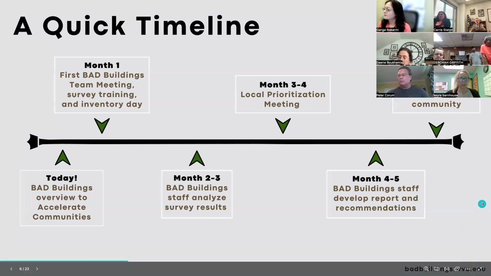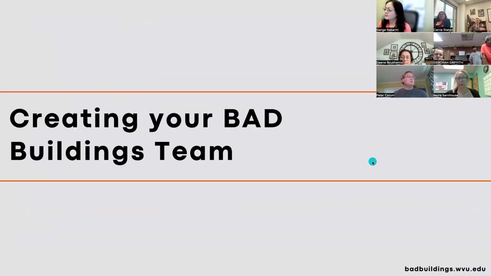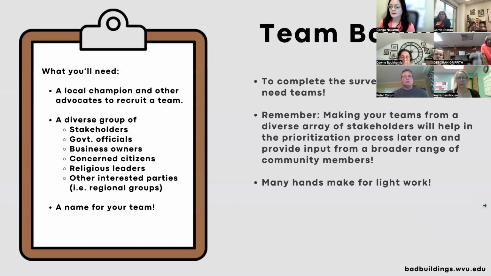Month 4 and 5, once we have that prioritization meeting and we start to develop those conversations with community members, we'll come back and we will begin developing our report and recommendations based on the conversations that we have had. And then at the end of month 5 and the beginning of month 6, that's when we'll do our final presentation to the community. So jumping in a little bit on creating your bad buildings team, the team basics.